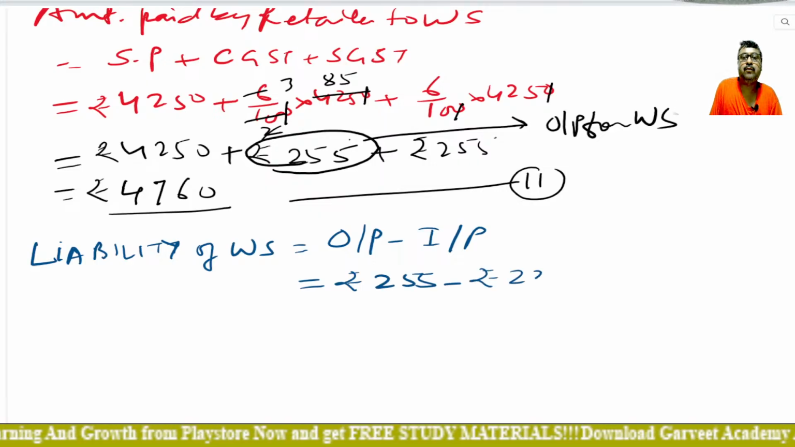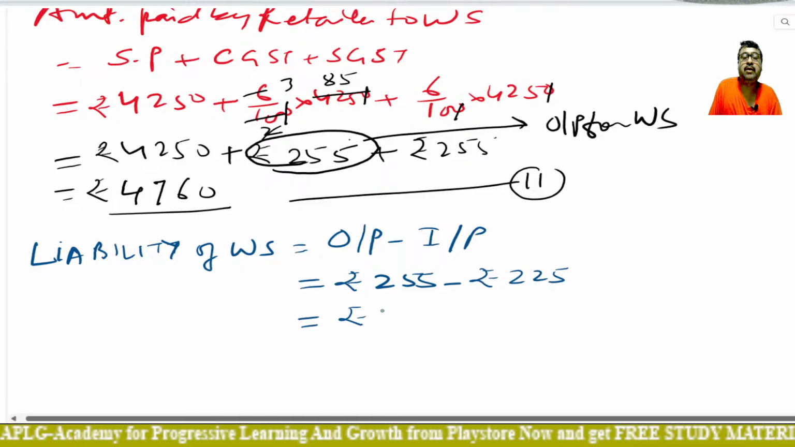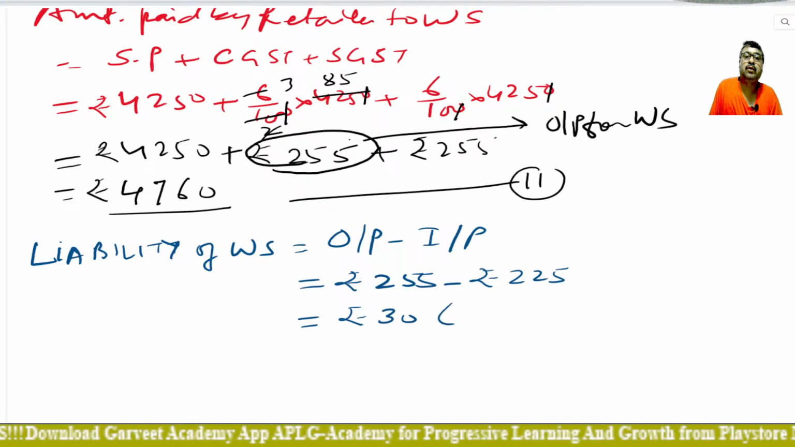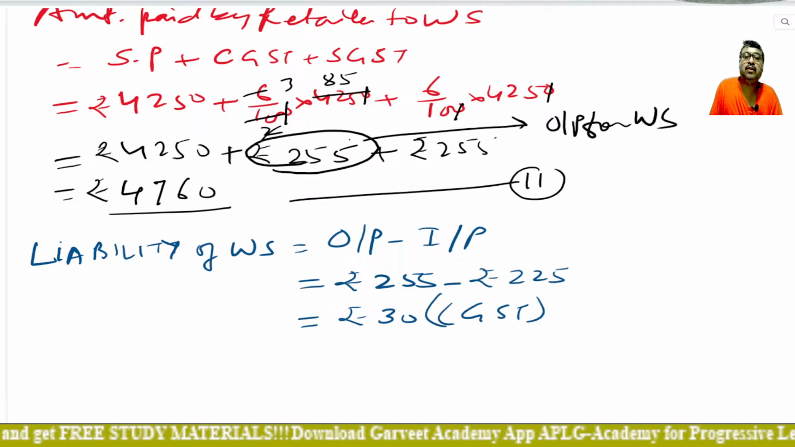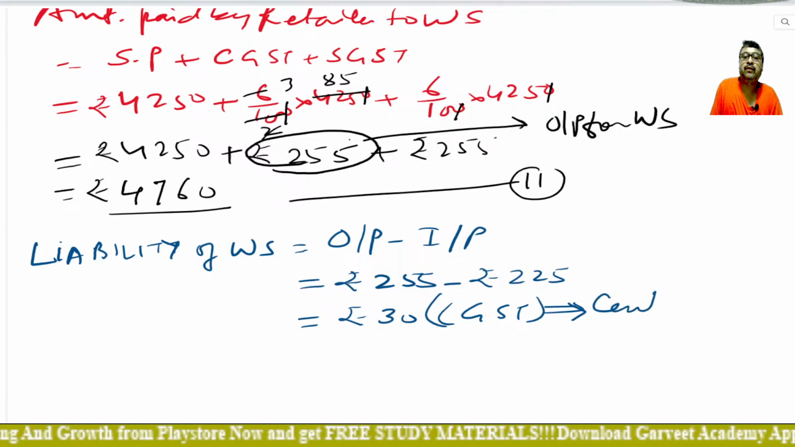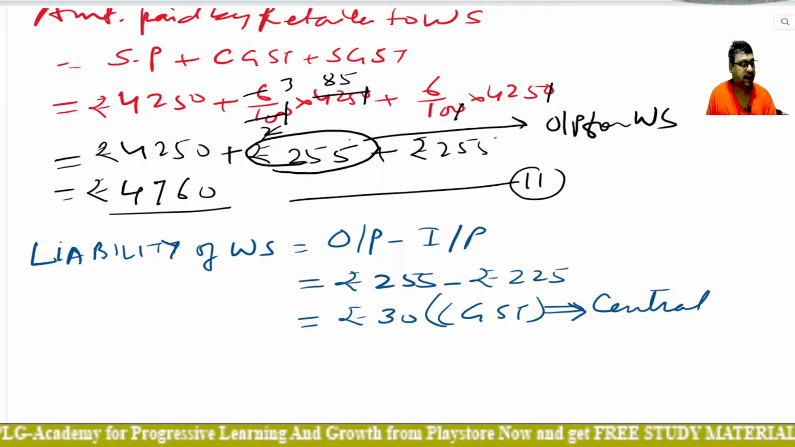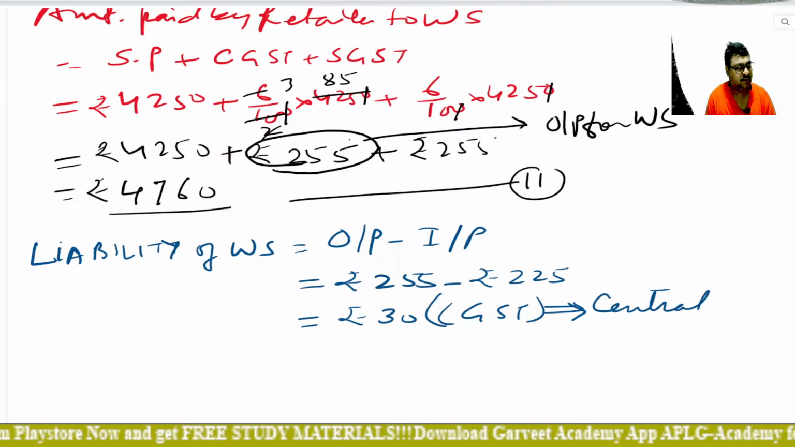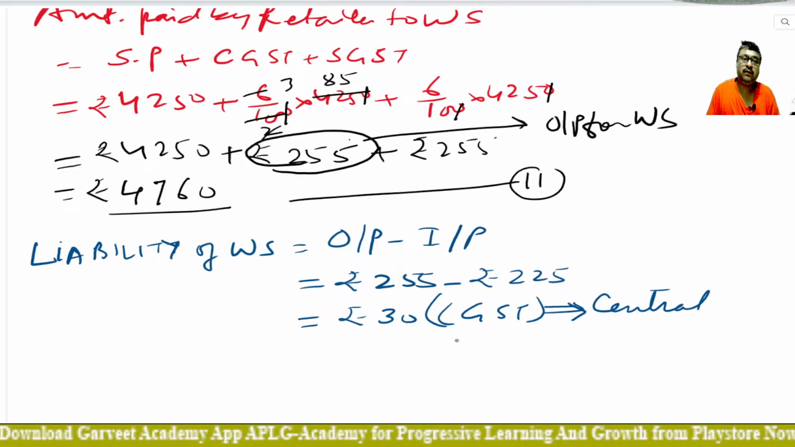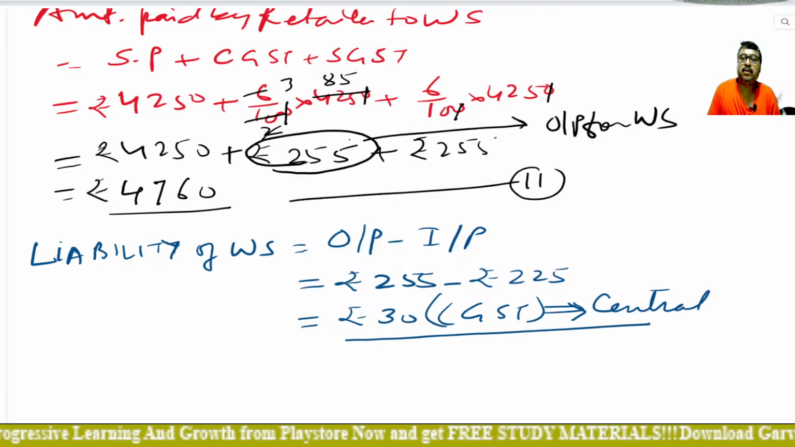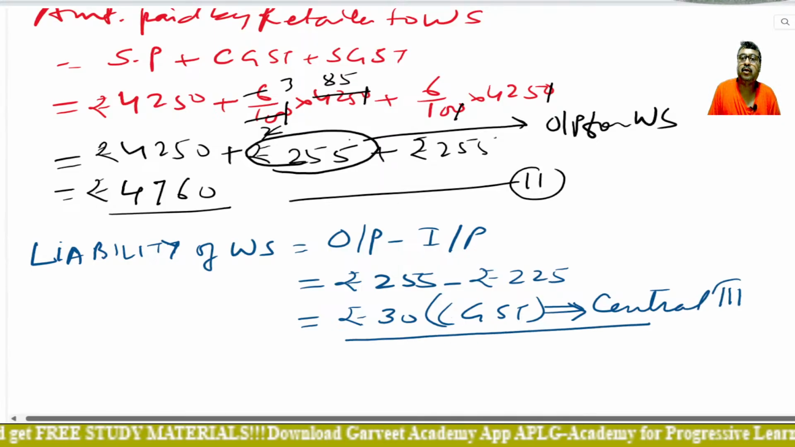His input is rupees 225. So his liability will be CGST rupees 30. The same will be his SGST. So this will go to the central government. Question number 3 is asking the amount of tax which the wholesaler pays to the central government, which is rupees 30. This is our number 3. Got it?